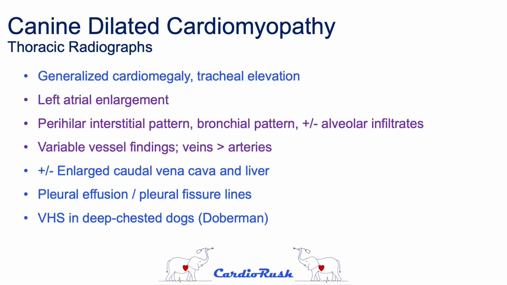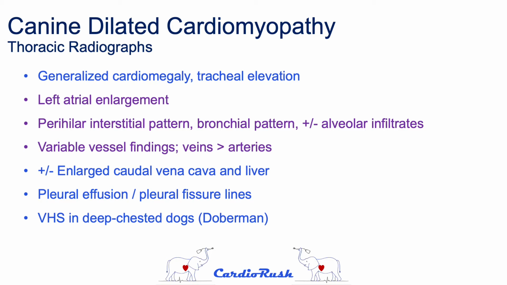Thoracic radiographs often show generalized cardiac enlargement with tracheal elevation. Left atrial enlargement is commonly seen. And if there's congestive heart failure, it usually starts out as an interstitial pattern, progressing in large breed dogs to a bronchial pattern and eventually an alveolar pattern. Classically, pulmonary veins are bigger than pulmonary arteries.